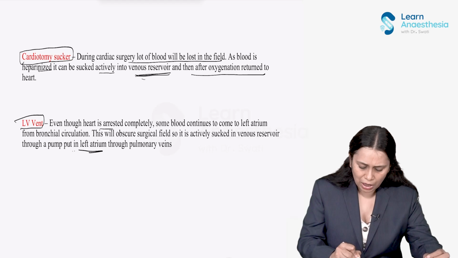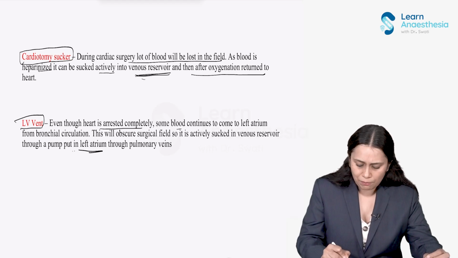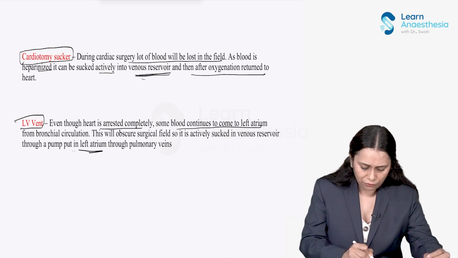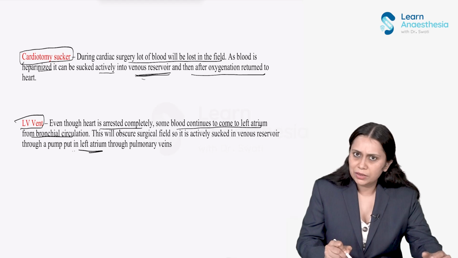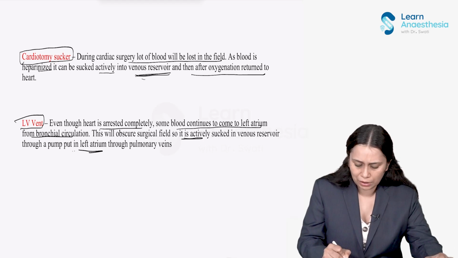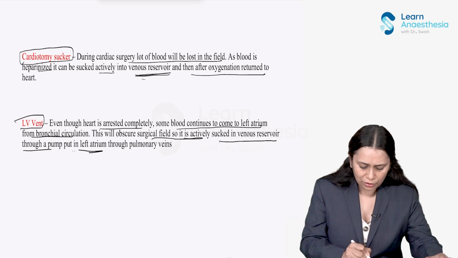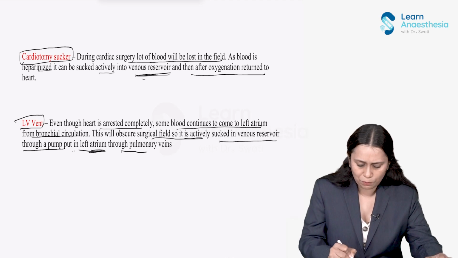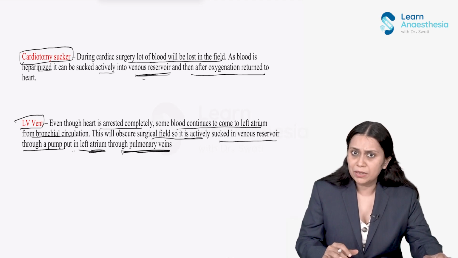So even though the heart is arrested completely, some blood continues to come into the left atrium from the bronchial circulation. This would obscure the surgical field. It is actively sucked into the venous reservoir through a pump put in the left atrium through the pulmonary veins. So a pump is put in the left atrium.